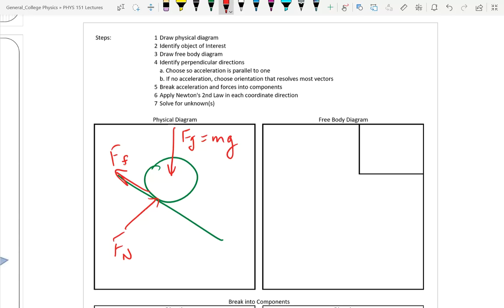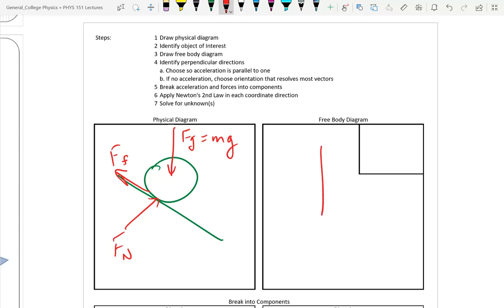You do have an equation that says force of static friction is less than or equal to mu times force normal. But that's just setting the maximum limit it can have. It's not saying what its size is going to be here. So there's my physical diagram.